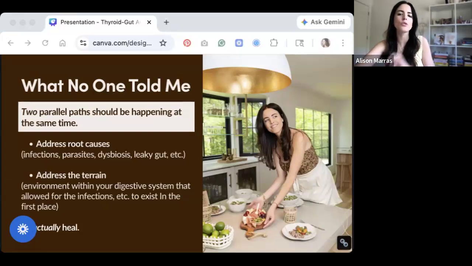So that's the thing nobody tells you. You can take all the right supplements, kill all the right bugs, and if you haven't shifted the terrain, your body will just recreate the same issue. These bugs have nothing else better to do but survive inside of you. They will come right back. And we see it constantly.